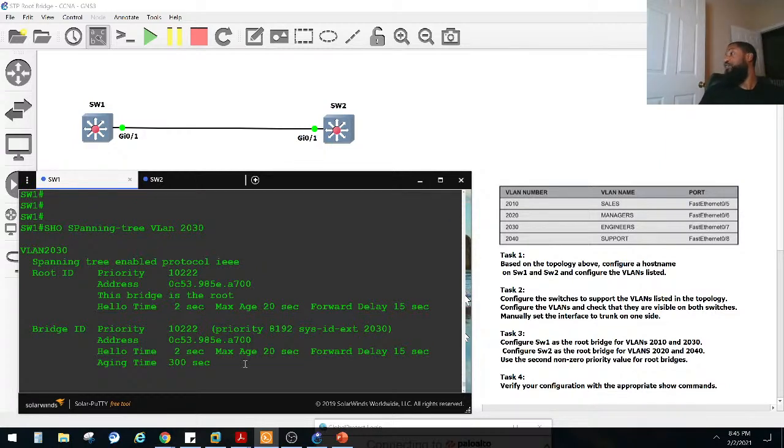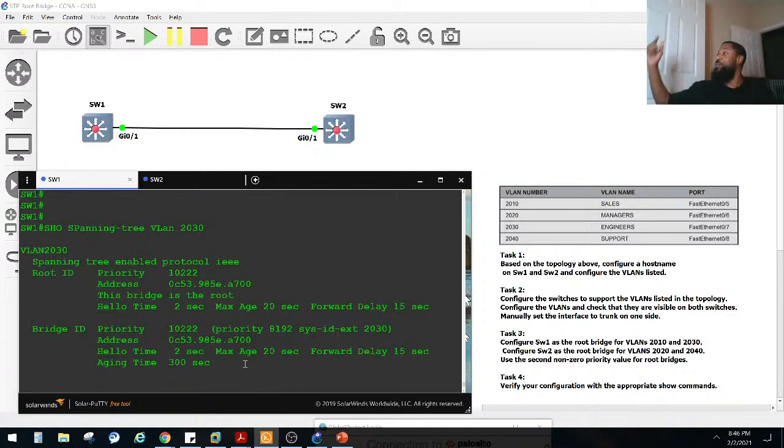Johnny said VLAN ID plus the priority. So 2010 plus 8192. Johnny got it correct. Jay McLeod also got it correct. Brian McConnell, all of you guys got it correct. So Danny, yes, you got it correct as well. That is correct. All of you guys got it correct.